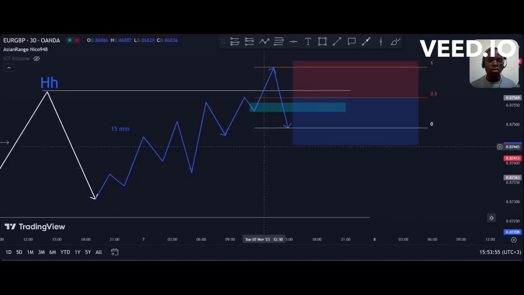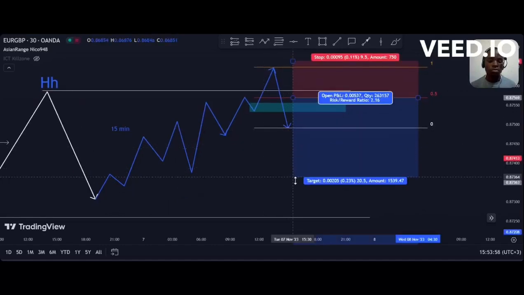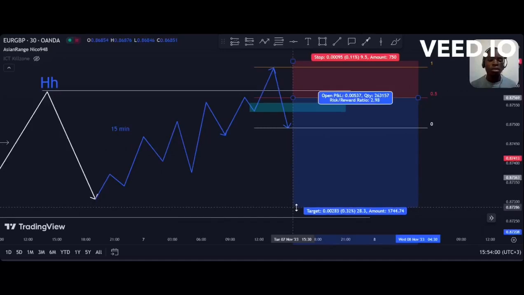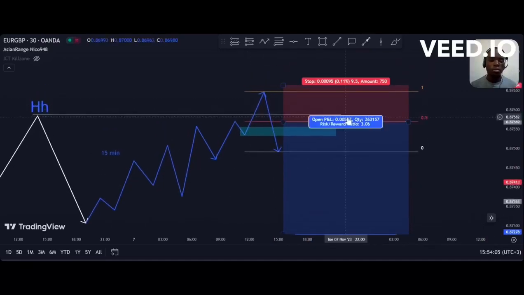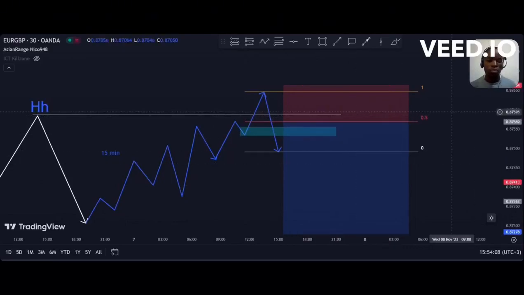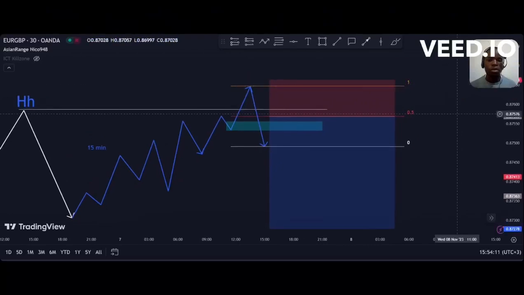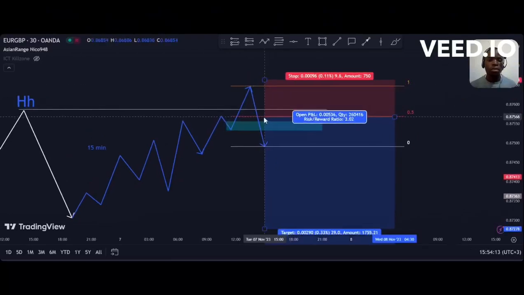Our Fibonacci retracement helps us to sell at premium. As for me, as I said, my minimum risk to reward ratio is always 1:3. My maximum is 1:4. This is how this strategy works.